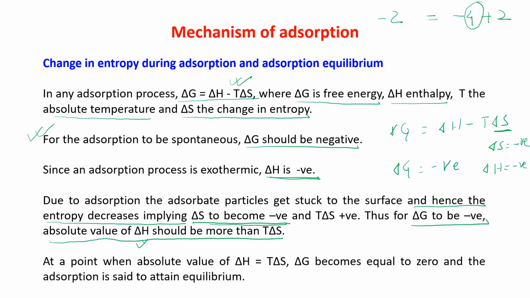Okay. At a point when the absolute value of delta H is equal to T delta S, then delta G becomes equal to 0, and the adsorption is said to attain equilibrium. Am I clear to you?